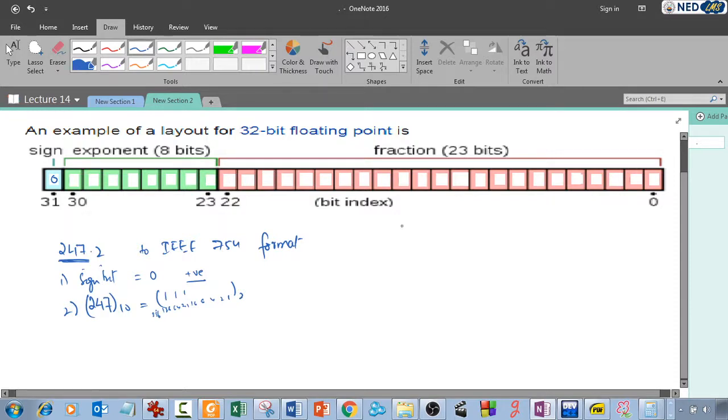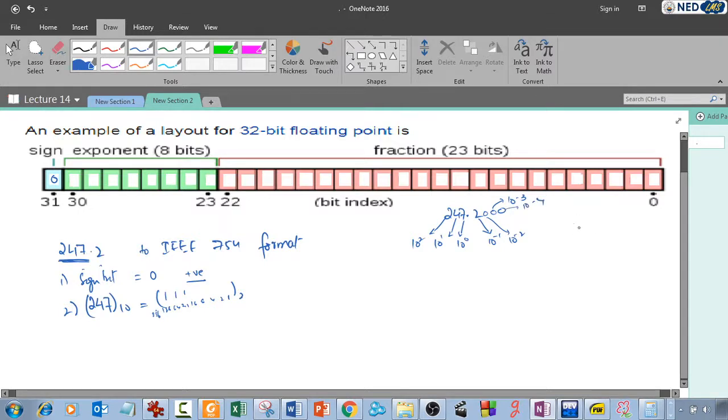There is another method which is given in your textbook. It is the repeated division by 2. Why do we divide by 2? Let's go back to this number. 247.2 is a decimal number, so on the left side, the placeholders say 10 to the power 0, 10 to the power 1, and 10 to the power 2. The placeholders on the right of the decimal say 10 to the power minus 1, 10 to the power minus 2, 10 to the power minus 3, and 10 to the power minus 4.